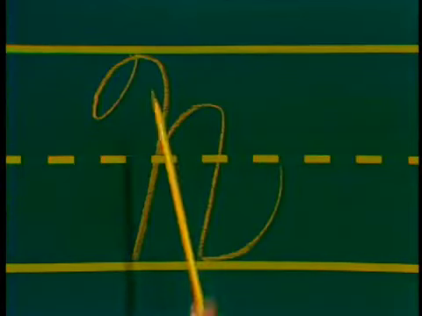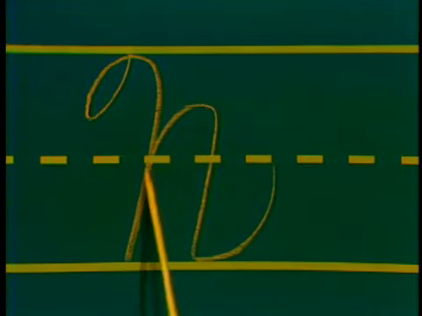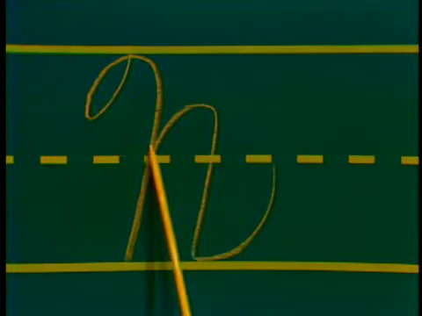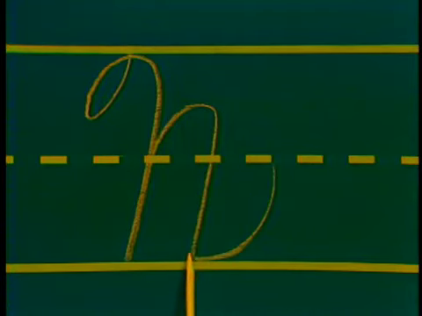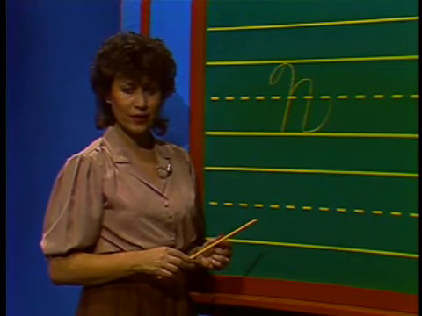Ready? Begin. Vertical loop, then slant, retrace, over curve, slant, and under curve to the midline for the finish. Check your writing position, make sure you're sitting correctly.